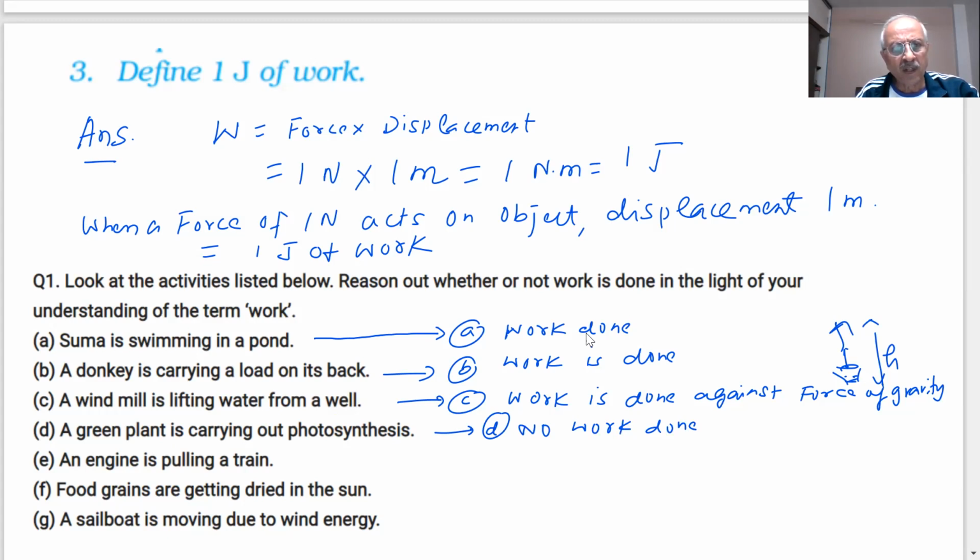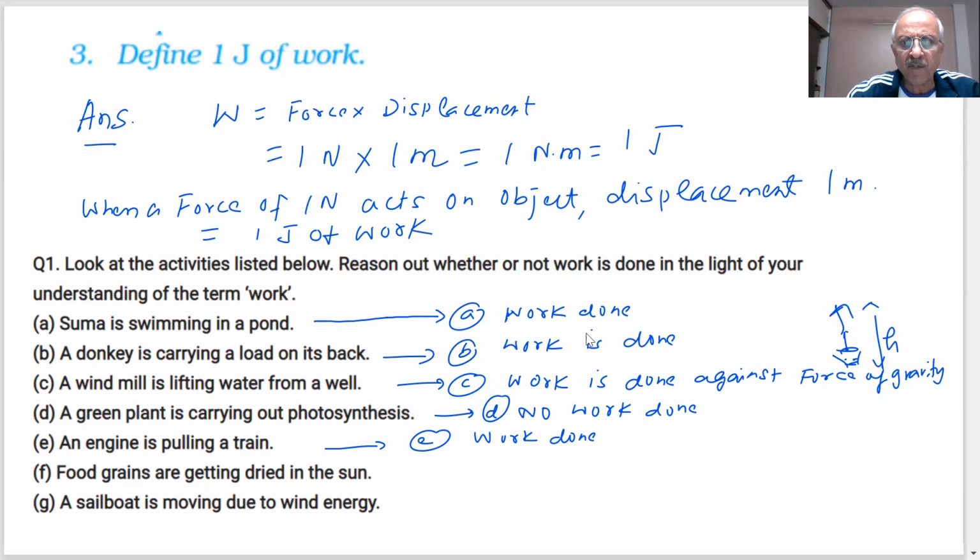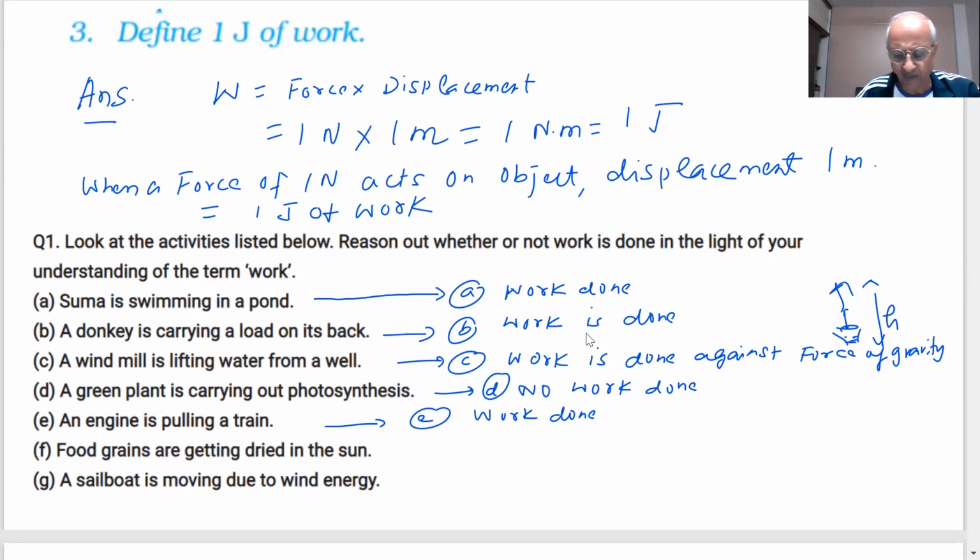Next. An engine is pulling a train. Sir, work is done. Why? Because, sir, there is a force and displacement. Engine will pull. Engine is applying a force and displacement takes place. Without displacement, there will be no work. But here displacement takes place.